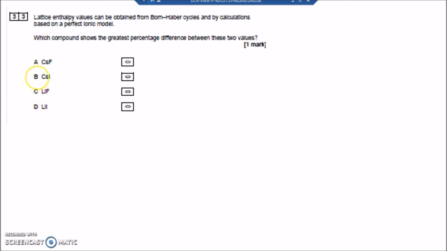D has got the worst of both worlds. Both atoms, lithium and iodide, are not going to form ions very well. Lithium, being very small, isn't going to lose its electron very well. Iodide, being very large, isn't going to attract an electron very well. Lithium iodide, D, is the least ionic, and that's your answer.